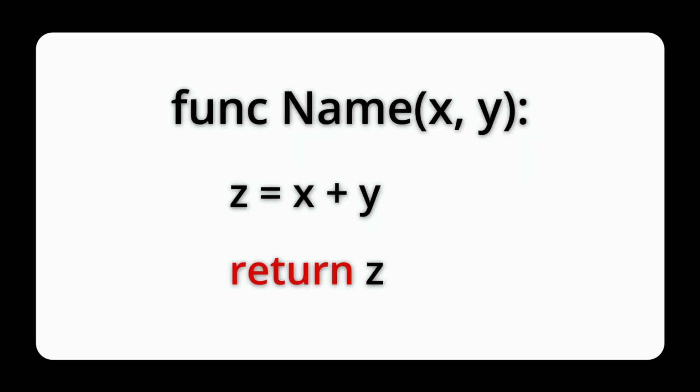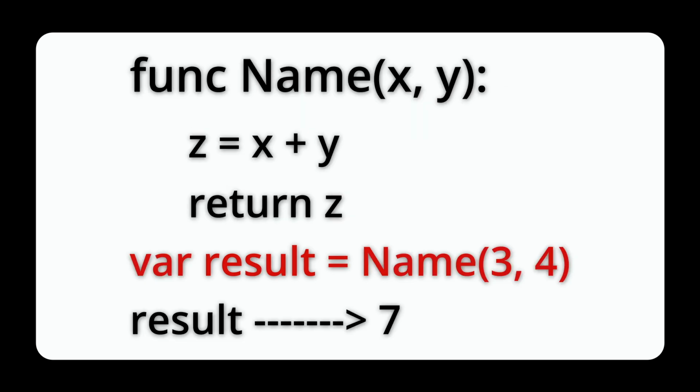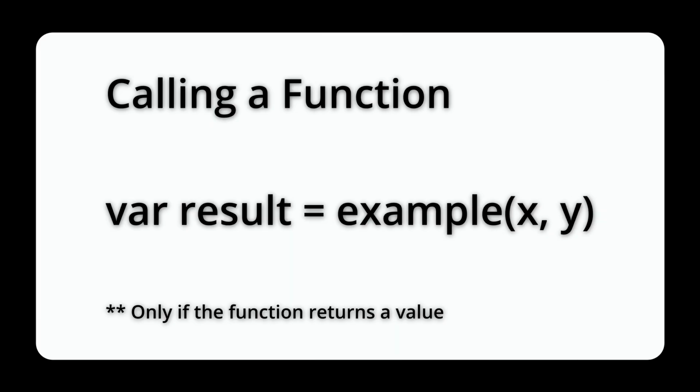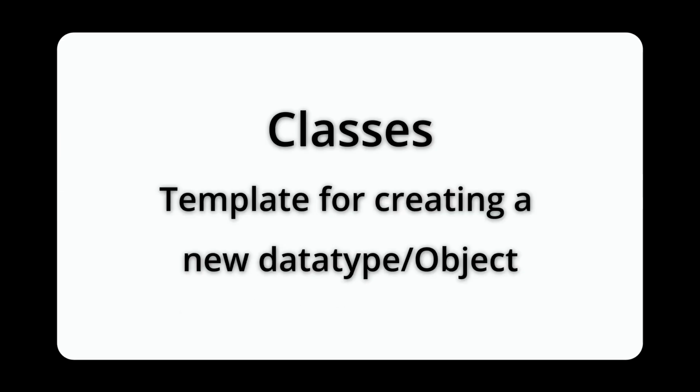If you want your function to have an output, then you can use the return keyword to return a piece of data that can be stored in a variable for later use, like storing away a batch of cookies you made to eat later. Then anytime you want to call the function elsewhere in the code, you can call it by its name, add the parentheses with any inputs it might have, and potentially store a return value in a variable. A class is basically a template for creating a new data type.